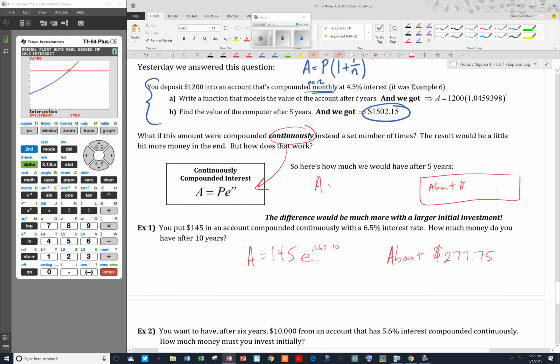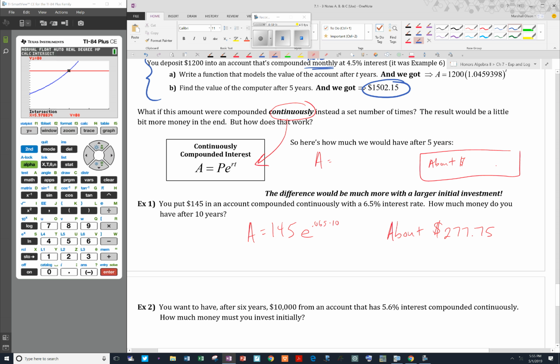Well, here's what I'm going to do. I'm just going to give you this formula for right now. And we're going to talk about where these things come from in a second. But this is what we want to use. As soon as you read the word continuously in the problem, you want to use this formula here. I call it the PERT formula. It's taking the principal, multiplying it by this value e, which we'll talk about where it comes from and what it is in a second. But just trust me right now, that there's a button on your calculator that represents that value e.